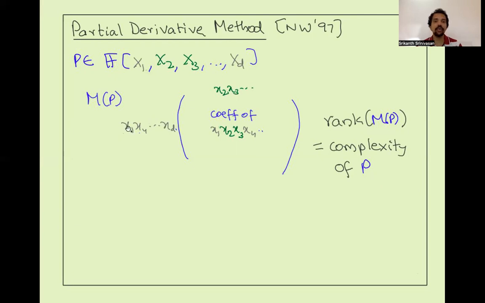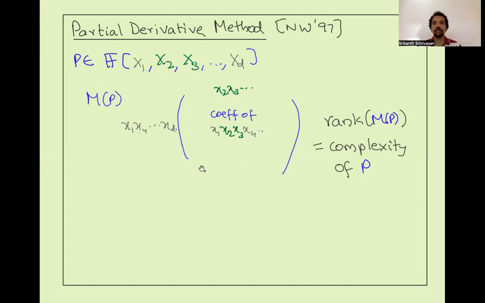Okay, and so now in the entry corresponding to a row labeled by a gray monomial and a column labeled by a green monomial, you put in the coefficient of the product of these two monomials in the polynomial P. Okay, so each entry of this matrix is some coefficient of the polynomial P. Okay, so that's the partial derivative matrix of this polynomial. And the rank of this matrix is a notion of complexity of P. Okay, so it's what we use to measure the complexity of this polynomial P. So ideally what we would like to show is that if this matrix has large rank, then P does not have small algebraic circuits of some depth.